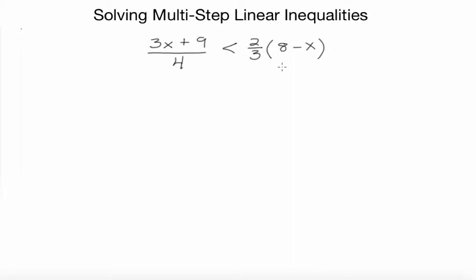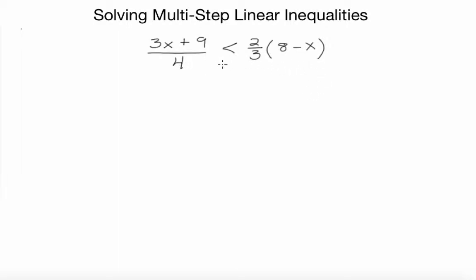In this video we're going to solve multi-step linear equations, which means it'll take 2, 3, 4 steps and they get more complicated. But we're trying to take this inequality that we have here: 3x plus 9, all divided by 4, is less than 2/3 times, in parentheses, 8 minus x. And what I want to do is figure out what numbers x can be that make this inequality true?